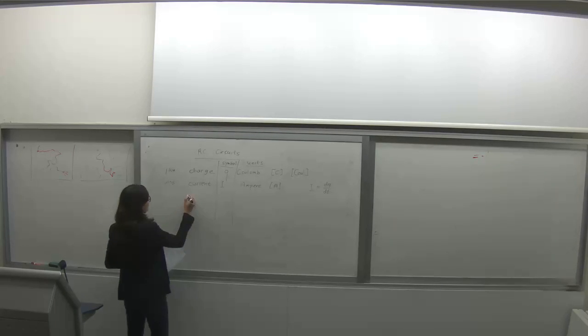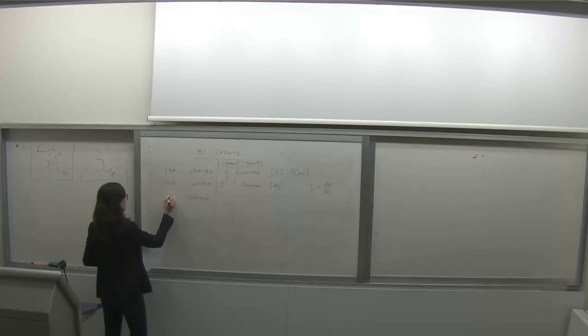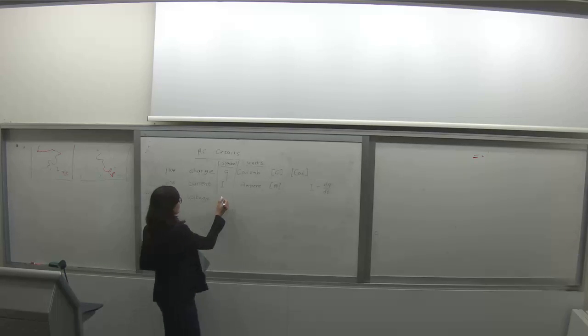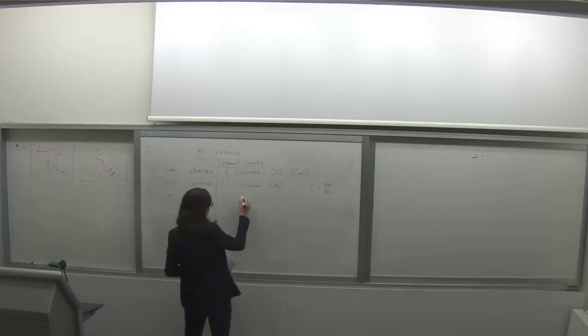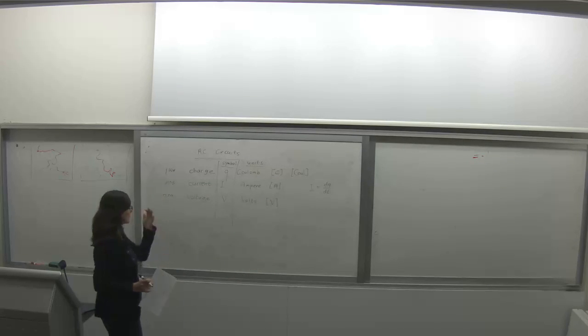Okay, the third concept is voltage, electric voltage. So voltage is more of a relative concept. We use the symbol V, and the units are volts. So we also use V for the units.